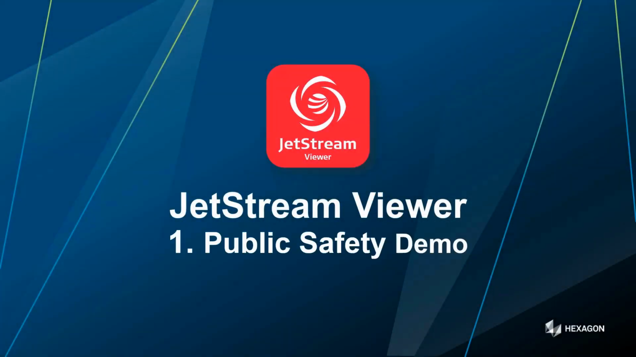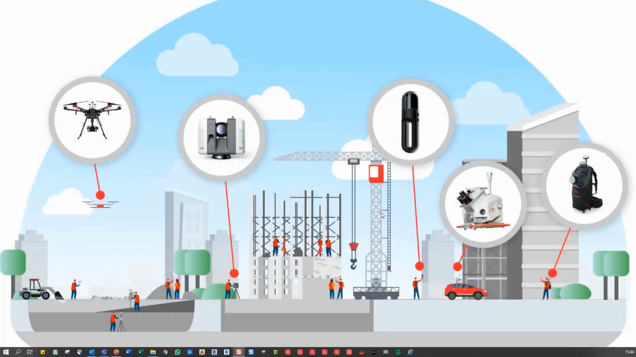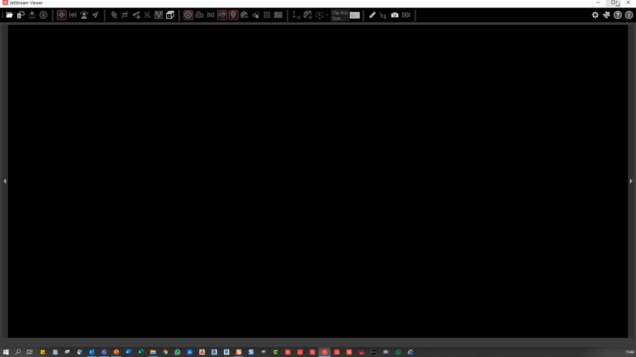So for our first demonstration, JetStream Viewer, we're going to be looking at a public safety demo dataset. Okay, so the first thing we're going to do is fire up JetStream Viewer. So this is the install version. We're not running JetStream Portable. And you can see the viewer now opens up, and this is now ready to start working with data.